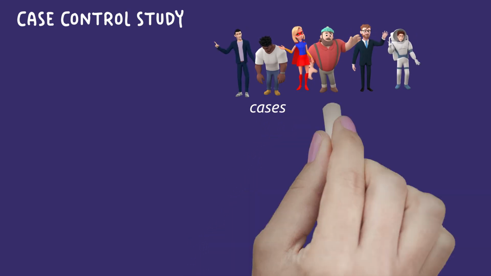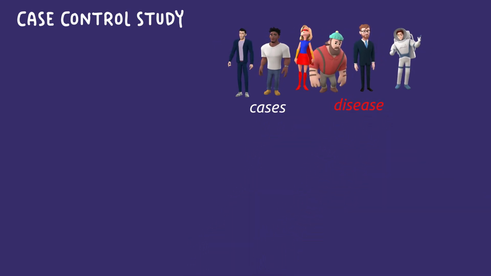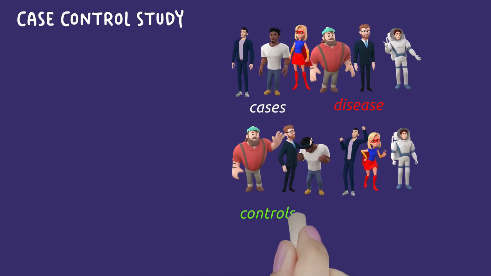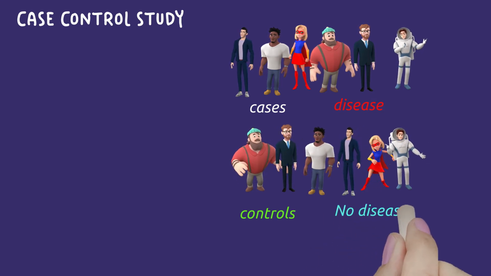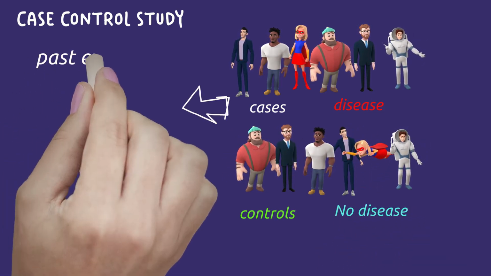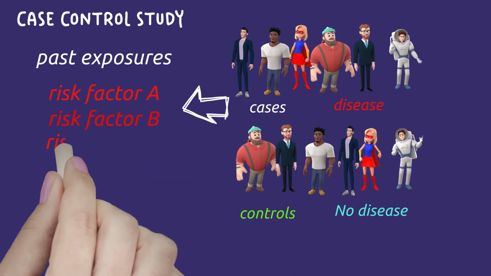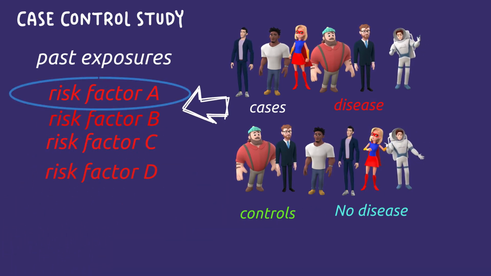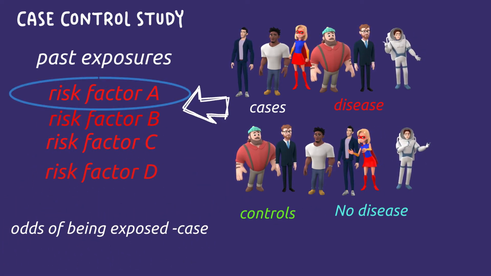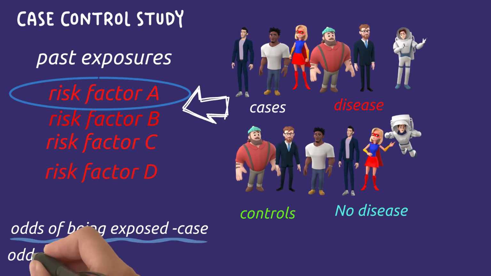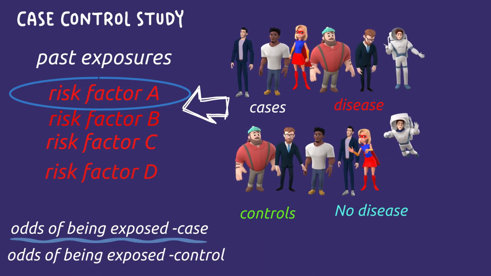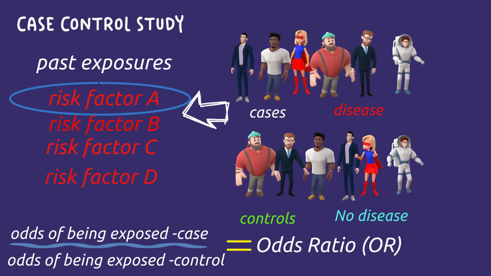A case control study starts off with cases. These are people with disease. It uses a comparison group called controls, who are similar to cases but do not have the disease. Then both groups are asked about their previous exposure to different risk factors. Now, for each of the risk factors, the odds of being exposed if they were a case is compared to the odds of being exposed if they were a control. This is called an odds ratio.